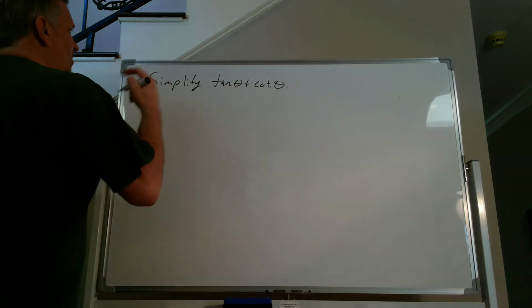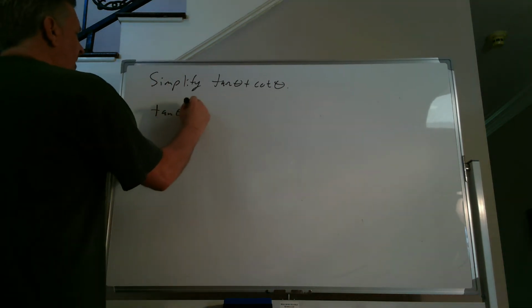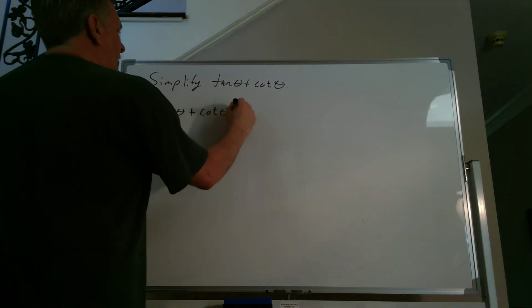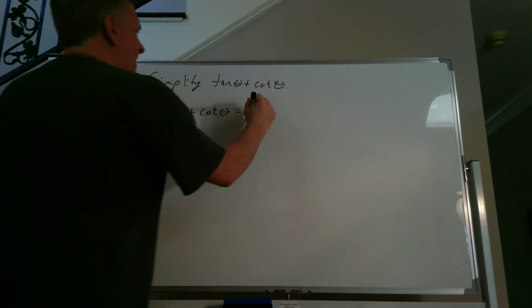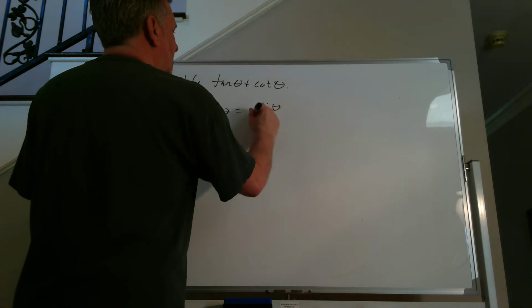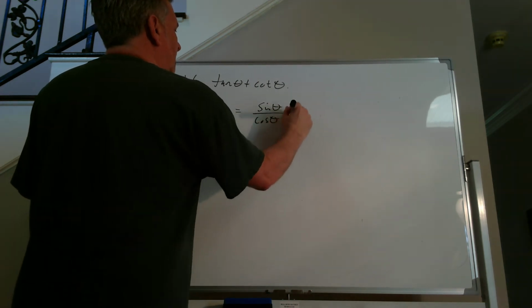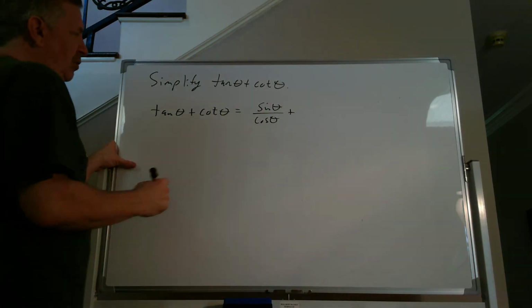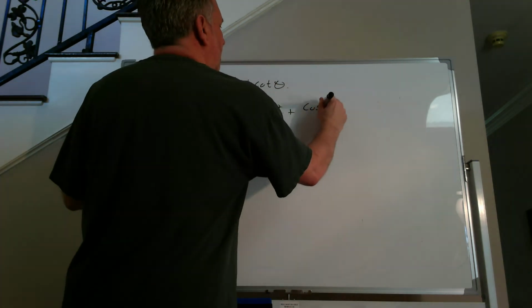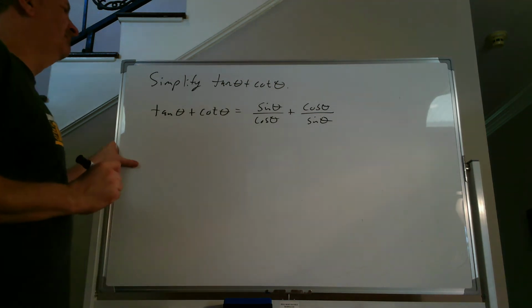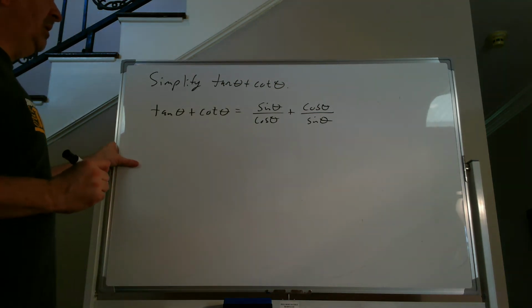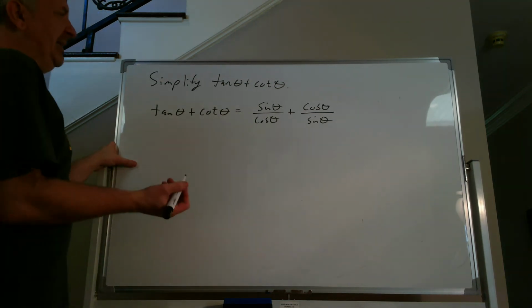Okay, so let me start with my original expression, tan theta plus cotan theta. If I change everything to sines and cosines, well, tangent is sine theta over cosine theta, and cotangent theta is cosine theta over sine theta. I'm going to follow the same procedure I did before. I need a common denominator.